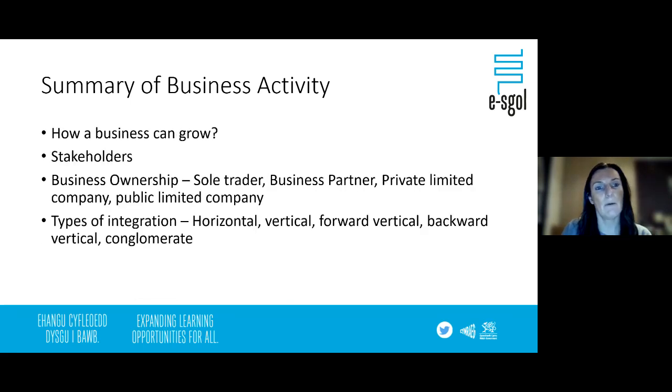We also looked at how a business can grow. We looked at different stakeholders within a business and how they aren't necessarily always within the business. It can also be the local community, government, etc. that are stakeholders. You've got business ownership, so sole trader, business partners, private limited companies, public limited companies, etc. And we looked at types of integration as well, so horizontal, forward vertical and backward vertical, along with conglomerate integration. So that's what we covered in a nutshell.